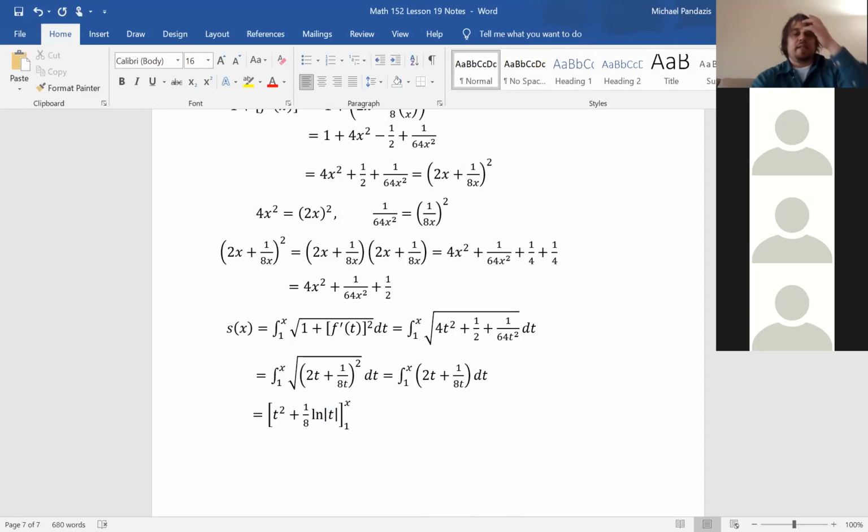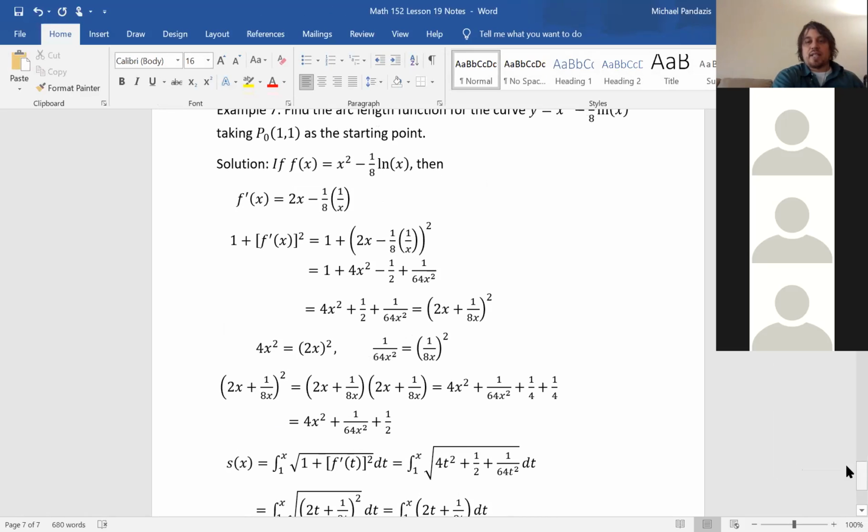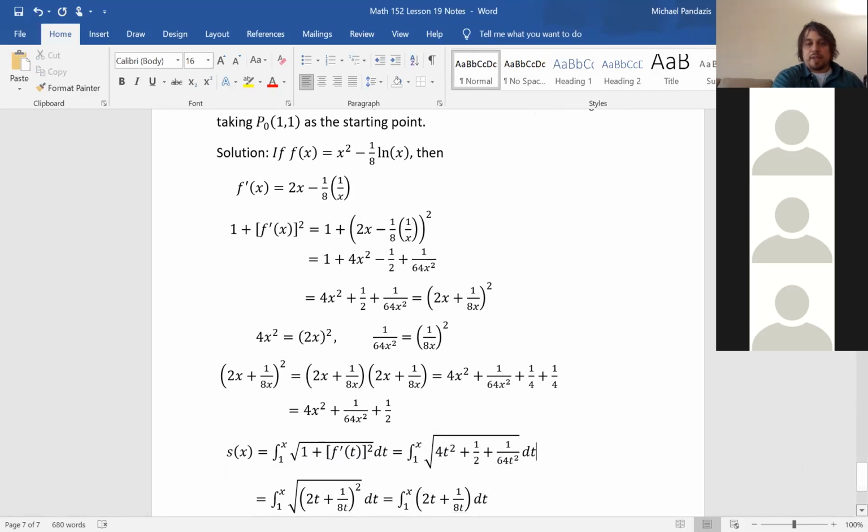Professor? Yeah. For the third to last line, what happens with the 1 inside the root? Oh, so it looks like I substituted f prime of t squared. I have substituted 1 plus f prime squared here. Oh, okay. See that? Yeah. So the 1 plus this squared is substituted by that. Okay, thank you.